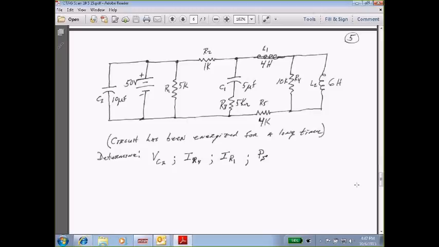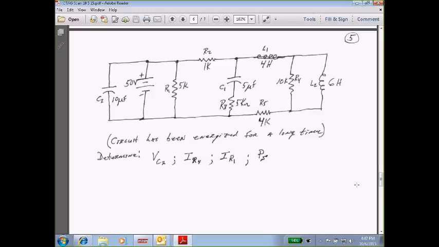So you have R2, which is 1K, and R5, which is 4K in series, so add them, that's 5K. And that 5K would be in parallel with R1, which is 5K. That's our current loop. That's the total resistance. 5K in parallel with 5K, which gives me 2K. Or excuse me, 2.5K. So my total resistance of my circuit is 2.5K.